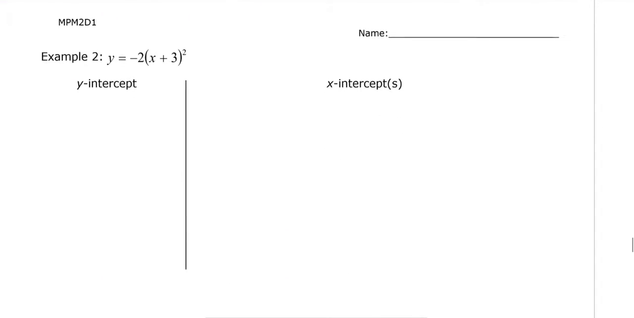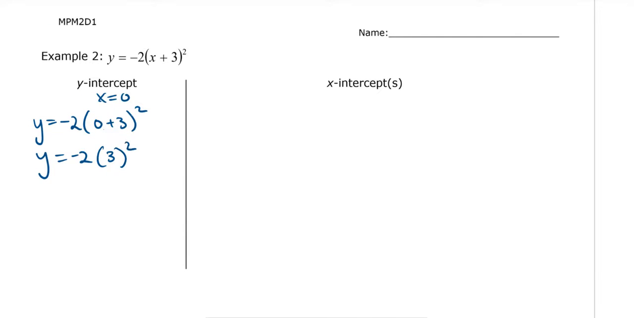Let's try another example. y equals negative 2 times (x plus 3) squared. So the y-intercept means make x equal 0. So y equals negative 2 times (0 plus 3) squared. Solve for y. So y equals negative 2. 0 plus 3 is 3, so 3 squared. 3 squared is 9. 9 times negative 2 is negative 18. And there's my y-intercept. So 0 and negative 18. Y-intercept.